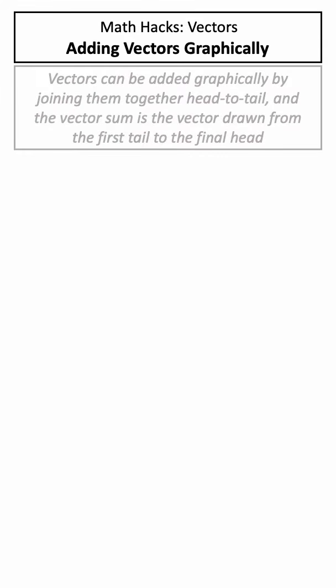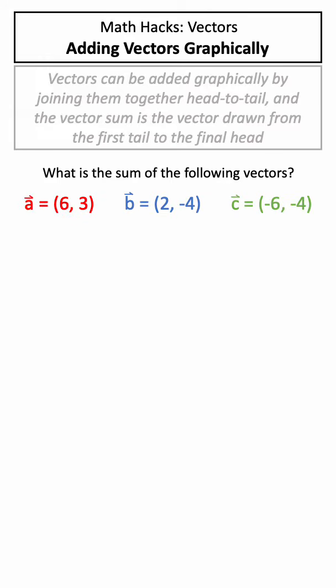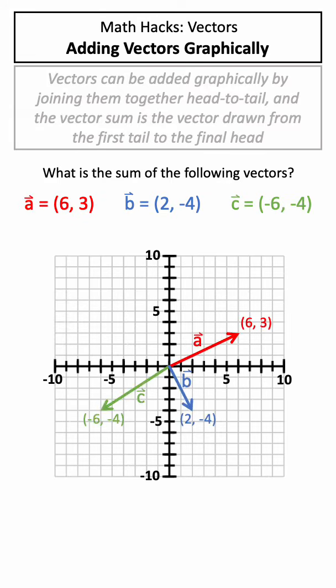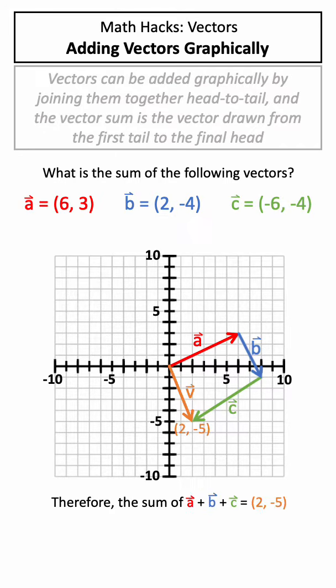Vectors can be added graphically by joining them together head to tail, and the vector sum is the vector drawn from the first tail to the final head. So here we're asked to find the sum of the following vectors. So the first thing we'll do is graph them out, and now we can simply rearrange them to join them head to tail. Now, this creates our vector v, which is the sum of all of our vectors, and it is equal to (2, -5).